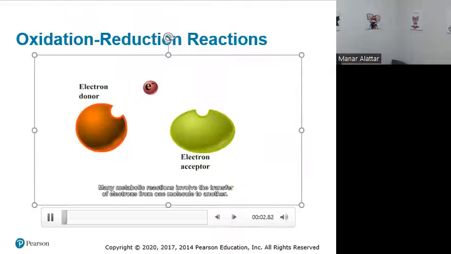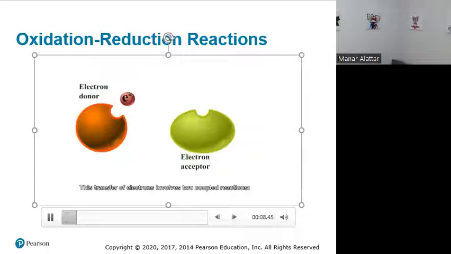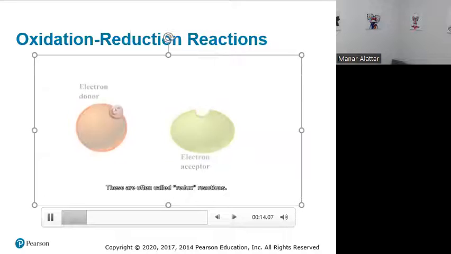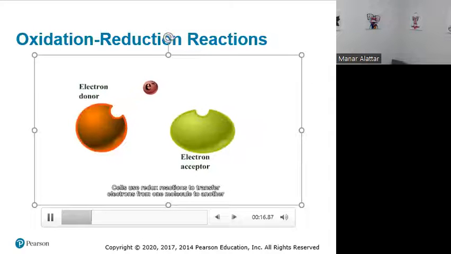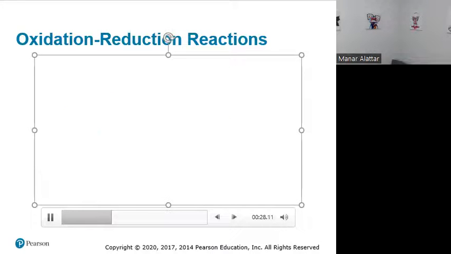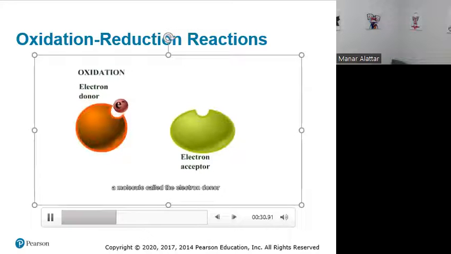Many metabolic reactions involve the transfer of electrons from one molecule to another. This transfer of electrons involves two coupled reactions, oxidation and reduction. These are often called redox reactions. Cells use redox reactions to transfer electrons from one molecule to another within or between metabolic pathways, such as the Krebs cycle and electron transport chain. In an oxidation reaction, a molecule called the electron donor gives up one or more electrons to another molecule called the electron acceptor. In the oxidation reaction, the donor molecule becomes oxidized.